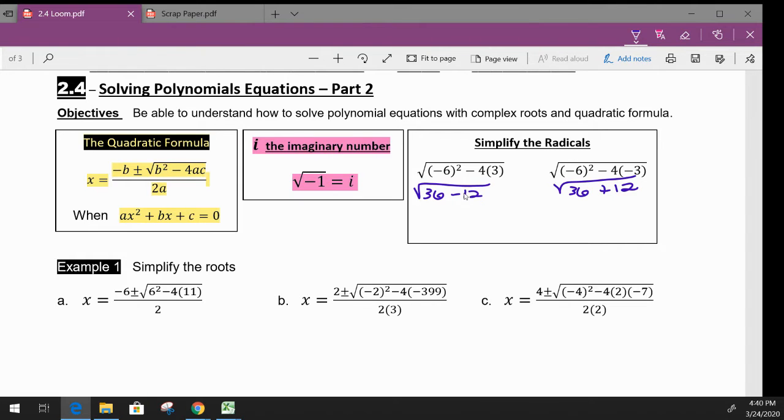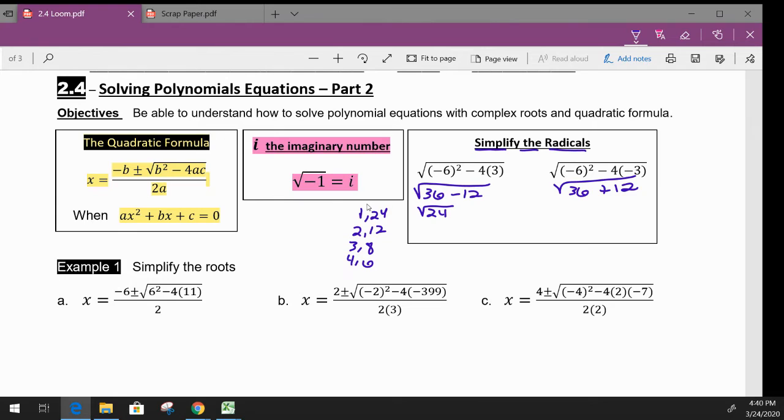All right, so going back to this one, if I subtract 36 minus 12, I get 24. Well, 24 is not a perfect square, but we have to simplify the radical, which means we are not going to change this to a decimal. We want to ask ourselves, first of all, are there any perfect squares that are factors of 24? So if you think of your factors of 24, you've got 1 and 24, 2 and 12, 3 and 8, 4 and 6.